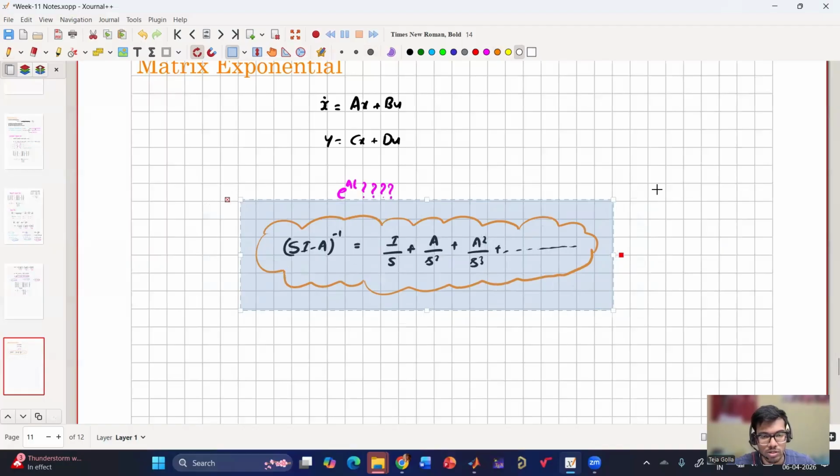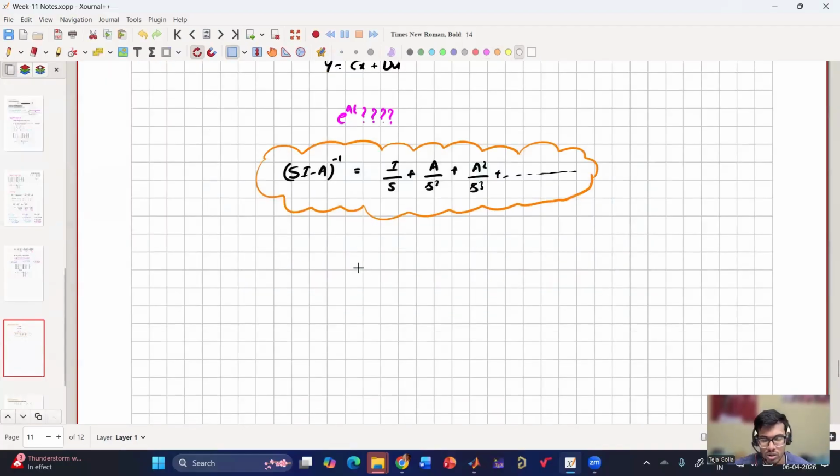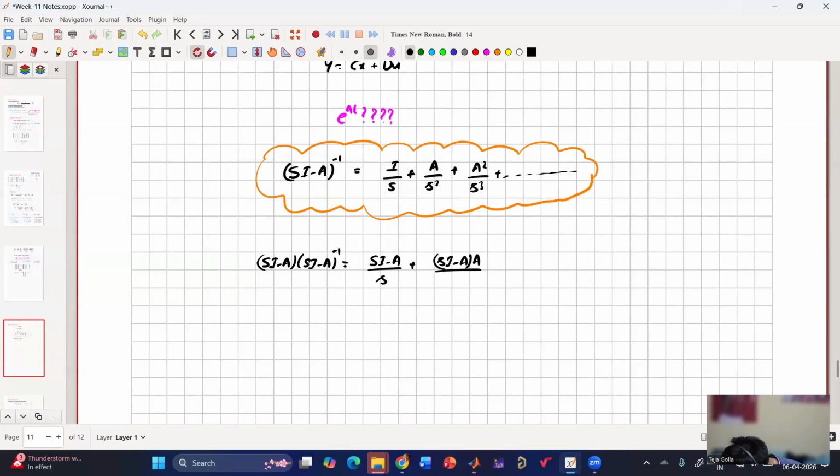Okay, so this is the formula. Now how am I going to check whether this is correct or wrong? I'll multiply by (sI minus A) on the LHS and RHS. So if I multiply, I'll get (sI minus A) into (sI minus A) inverse, which is nothing but (sI minus A) by s, plus (sI minus A) into A by s square, plus (sI minus A) into A square by s cube, plus up to so on.